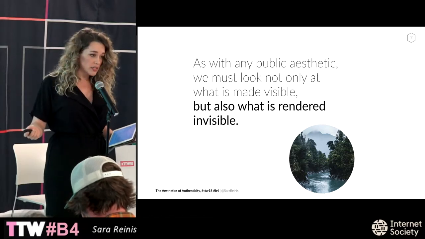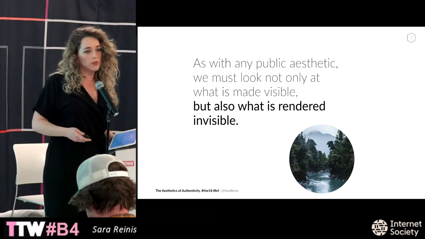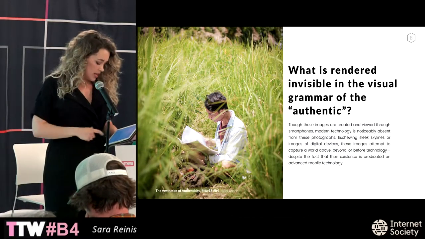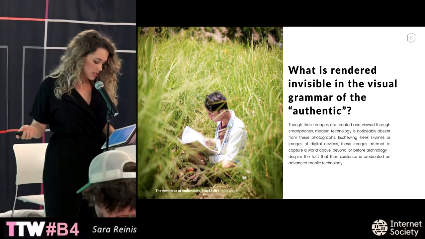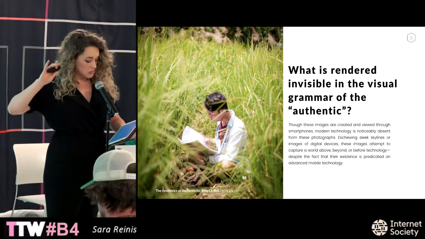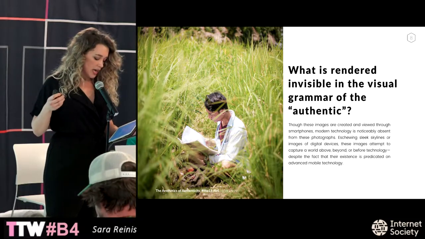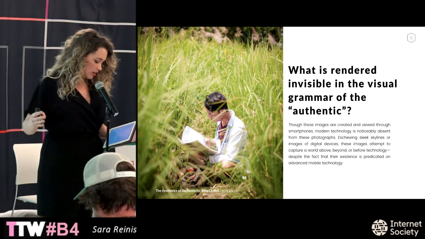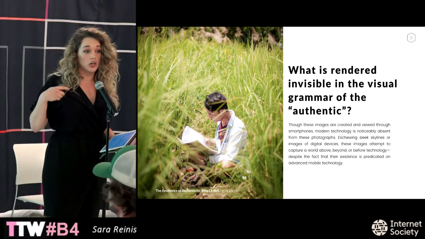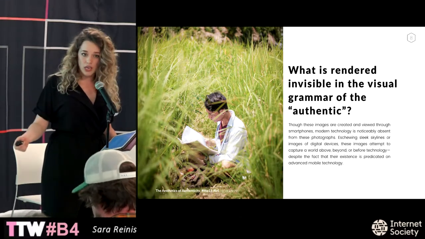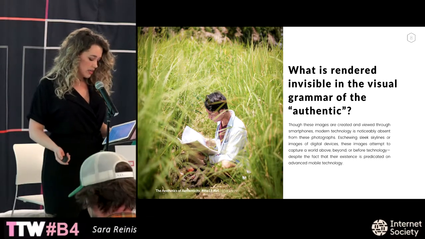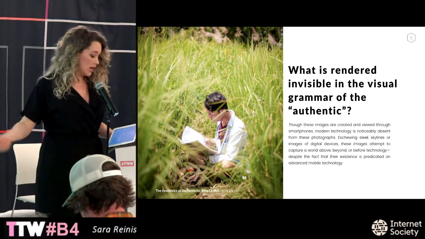So again, as with any public aesthetic, we must not only look at what is within the frame and what is made visible, but what is intentionally and repeatedly left out beyond the frame and what is rendered invisible. So looking at what is rendered invisible in the visual grammar of the authentic. Though these images are obviously created and viewed through smartphones, modern technology is noticeably absent from these photographs. Eschewing sleek skylines and images of digital devices, these images attempt to capture this world that's above, beyond, or before technology. Despite the fact that their existence is predicated on advanced technology, these images would not circulate the way that they do. They would not have developed such a cohesive aesthetic if not for creating, producing, and consuming these images through very advanced mobile photography technology. So using digital technology, the authenticity aesthetic that's arisen visually excludes digital technology from its definition of the authentic.